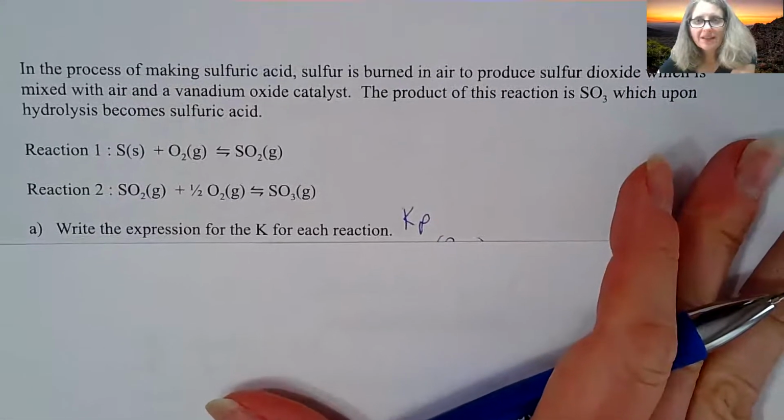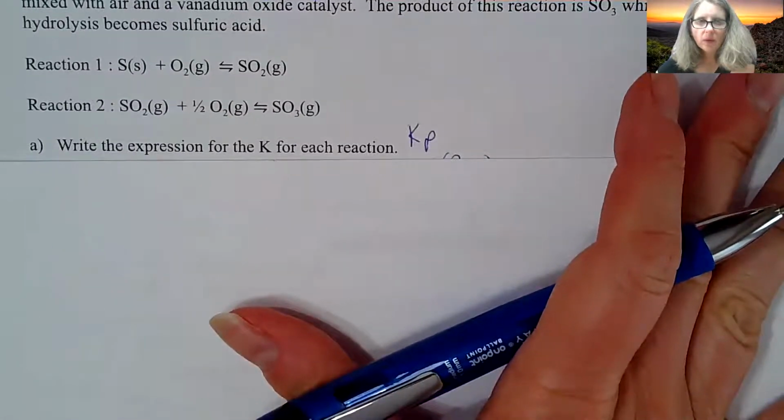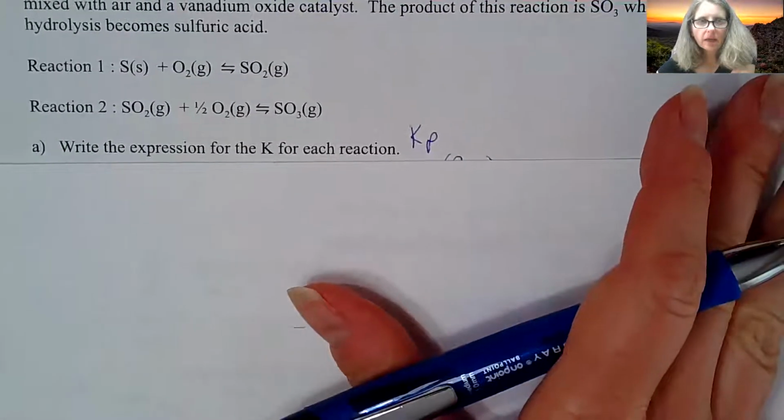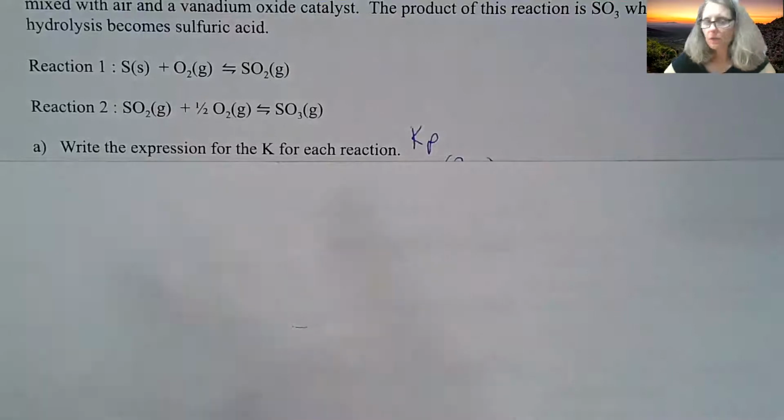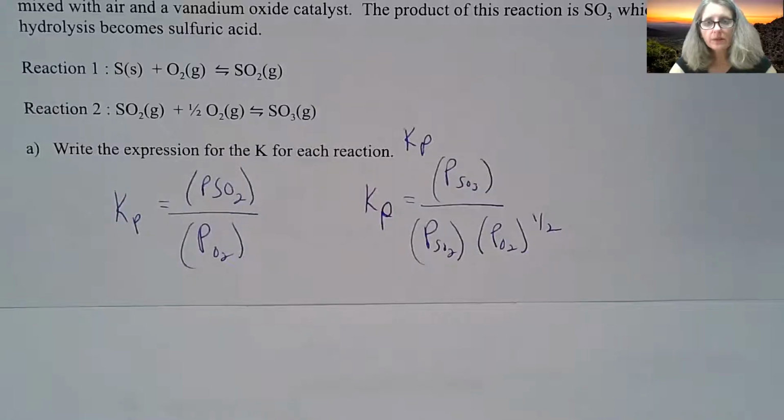This is an old style AP question. Again, please note there is a solid in that first reaction. Please note that it will specify whether you want a Kp or a Kc. So here are your expressions. Since you have a solid in that first equation, you don't include it, and you write pressure in parentheses as you do.